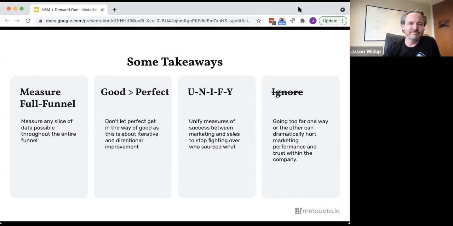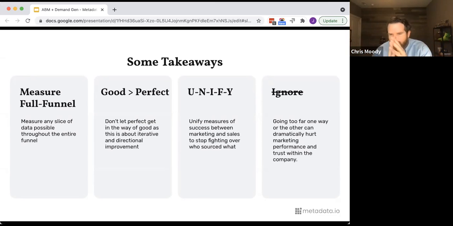Chris, take the next one. Yeah, another one, unify. So we had the song Unity in our mind for this, but there's an F, not a T. We have to work together between marketing and sales to stop fighting over who sourced what. That came up in chat. That's really important. I love the first two as well. I think the big thing, I want to give you permission to not worry about measuring every single detail, to not worry about having everything perfect, to make directional improvements and tell those stories, right? This shouldn't live in a repository or in a tool. We have to tell the stories of how we're getting progress with an account. Pick one account, tell the story.